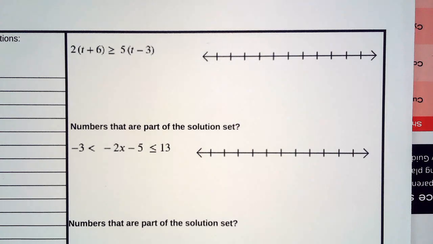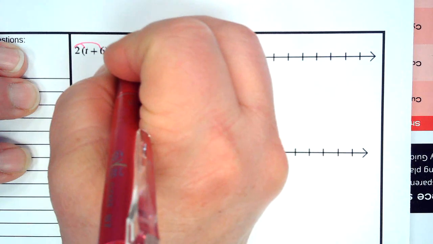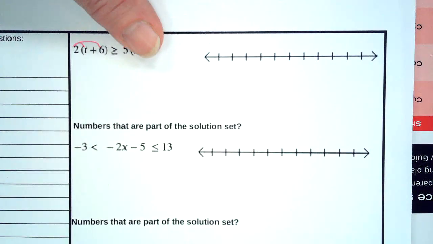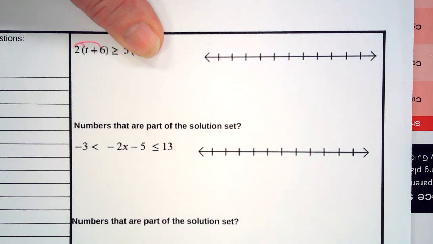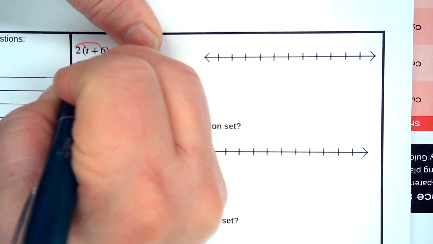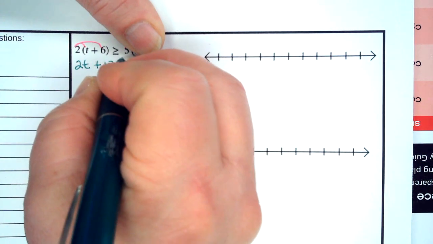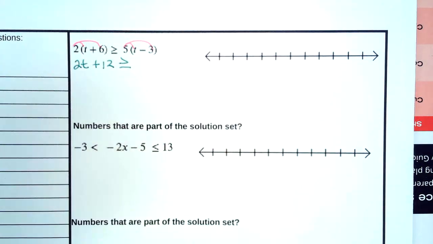Okay, you still solve the same way, only this time we've got to distribute first. So as we're distributing, we do it on both sides. Let's ignore this side first. 2 times t is 2t, plus 2 times 6 is 12. Bring your symbol down, greater than or equal to.